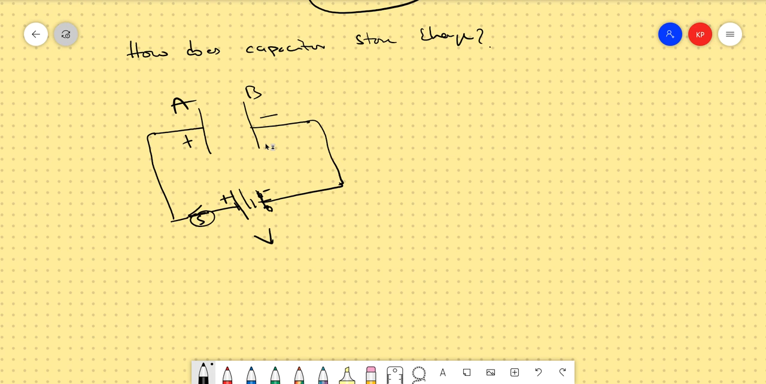plate A will be attracted by the positive terminal. That means whatever electrons are in this plate A will be attracted by this positive terminal of the battery, and the electrons start accumulating on plate B. Now these electrons will start accumulating here.